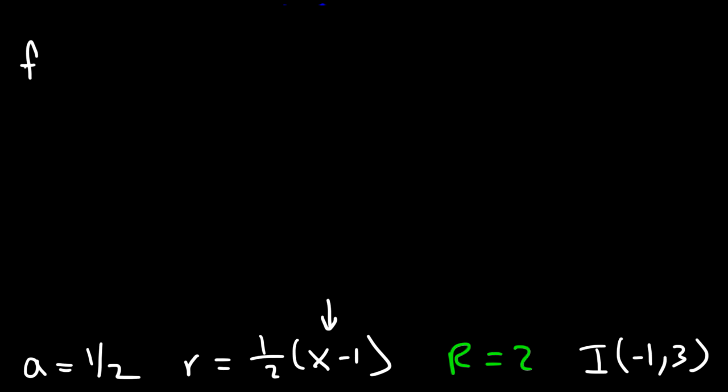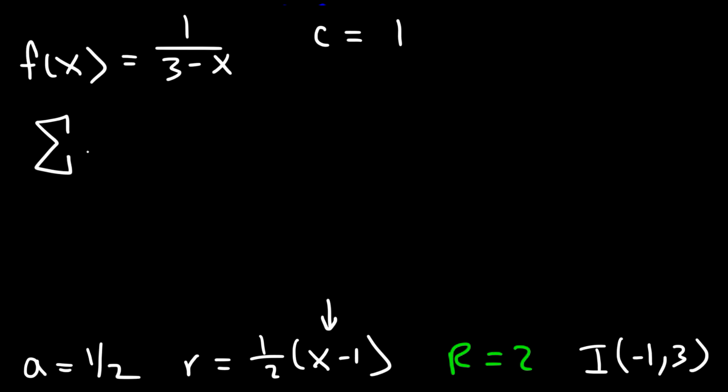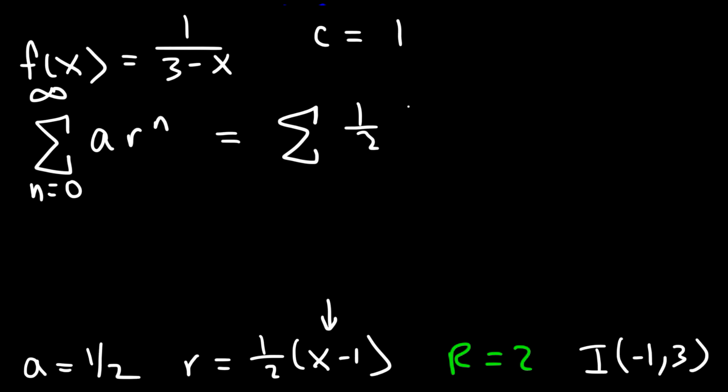So now let's go back to our original function. And so this function, centered at c equal 1, can be represented by this particular geometric power series. Right now this is the geometric series, but once we replace r with x, then it becomes a geometric power series. So a is 1/2. r is going to be 1/2 times x minus 1 raised to the n power.